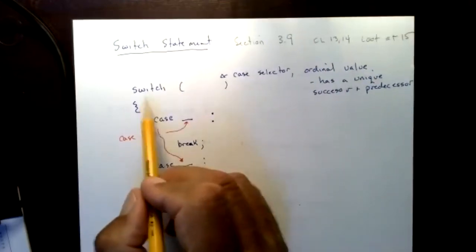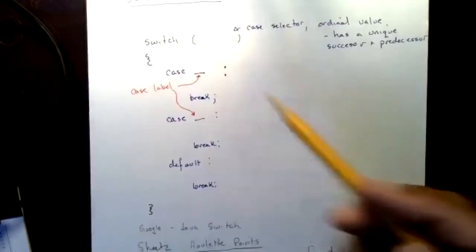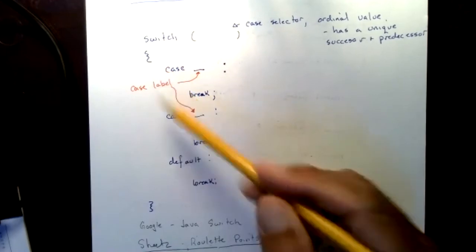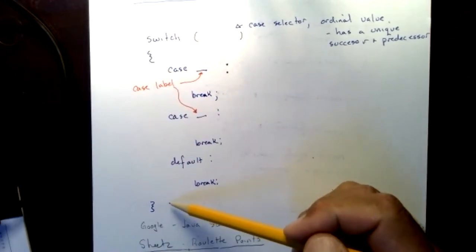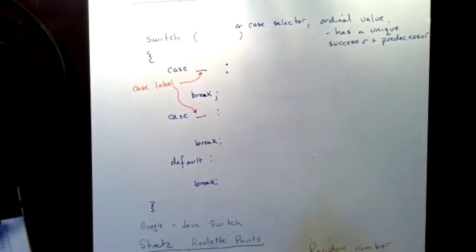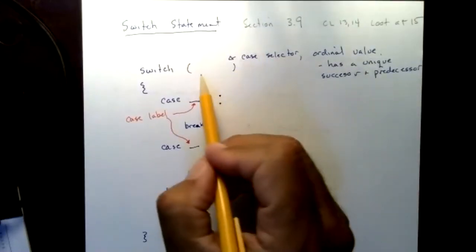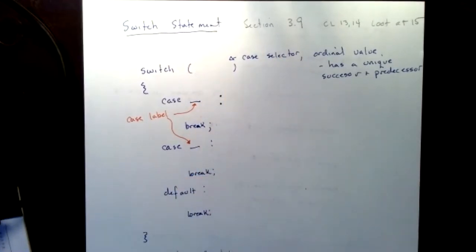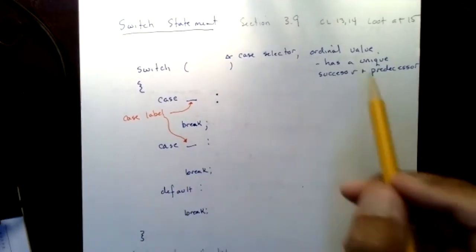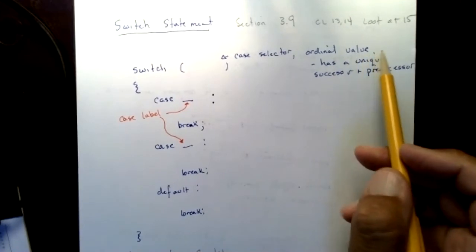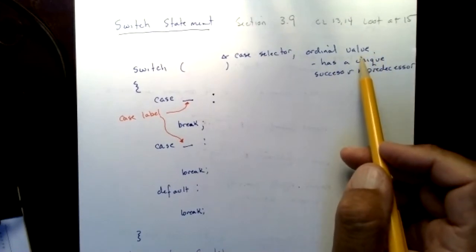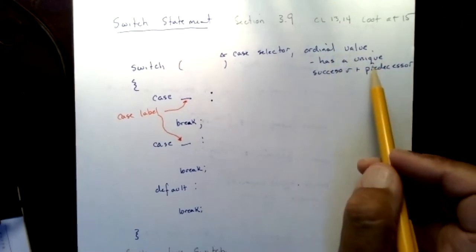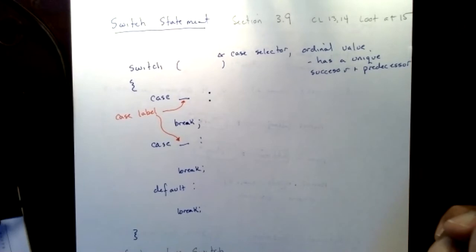So a switch statement is going to start out with the word switch, and its body is going to be enclosed in a left brace and a right brace. So everything inside of here is between a left brace and a right brace. The thing that follows the switch actually has a name. It's called a case selector. Okay, this case selector needs to be an ordinal value. There's a few times we can get away with it, like for a string, but an ordinal value has a unique successor and a unique predecessor.